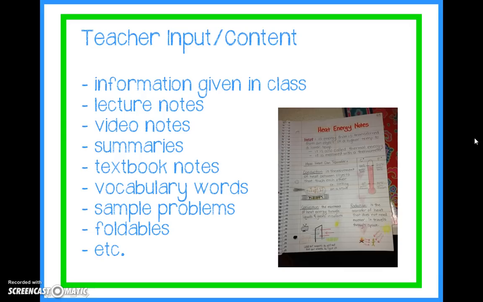Okay, there's going to be 2 types of things that we will put in the notebook, and one of them is what the teacher input. That's what I give you. So this is information that I give you in class, lecture notes, video notes, summaries, textbook notes, etc. Anything that we do in class or the notes you take off of my videos, this is the teacher input, the information, the content that I give you.